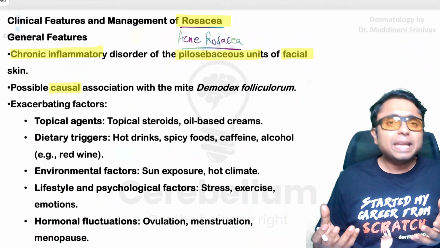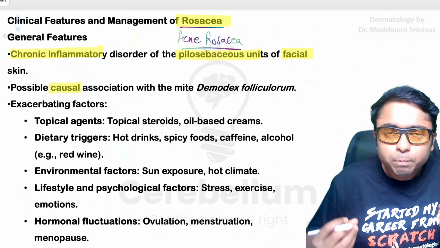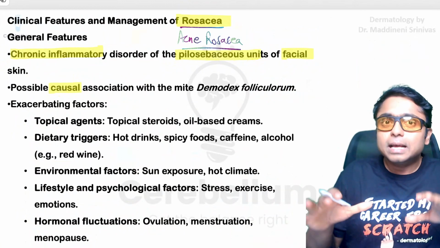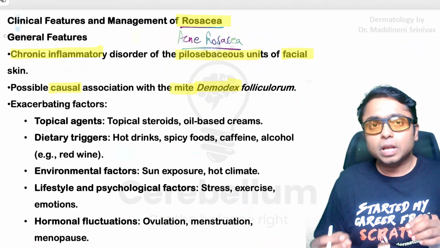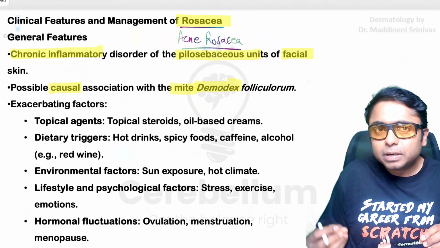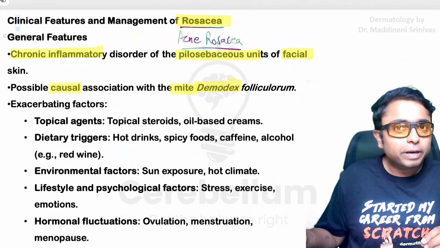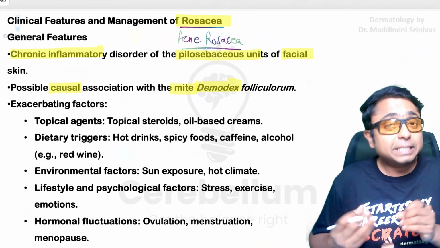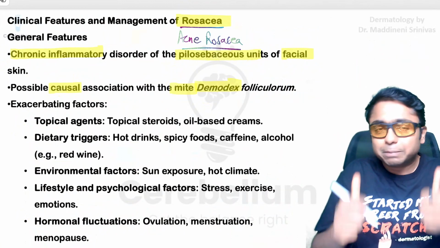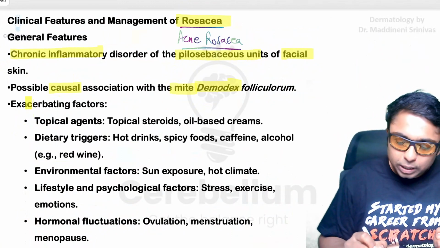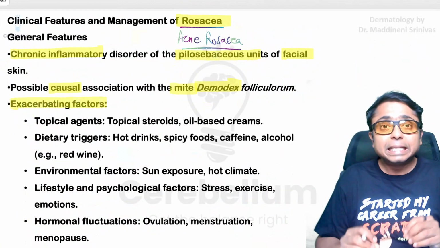So in acne vulgaris, I hope all of you know the bacterium Propionibacterium acnes is associated. Here it is a mite in rosacea, which is Demodex folliculorum. What is the other mite which you can remember in dermatology postings in the OPD which you might have seen? The disease name is scabies, and if you have thought of the mite as Sarcoptes scabiei var hominis, you are absolutely correct. So what are the exacerbating factors in rosacea?